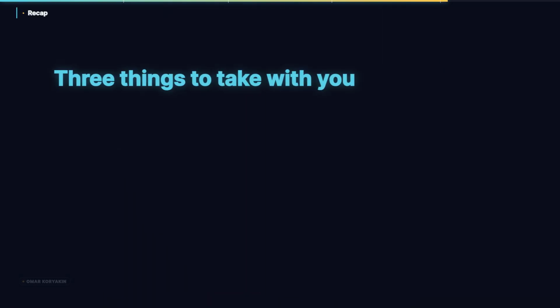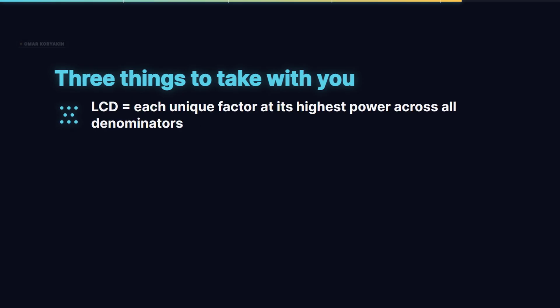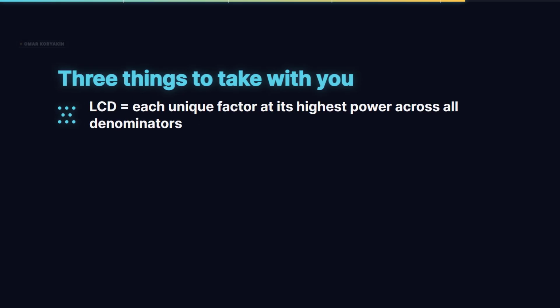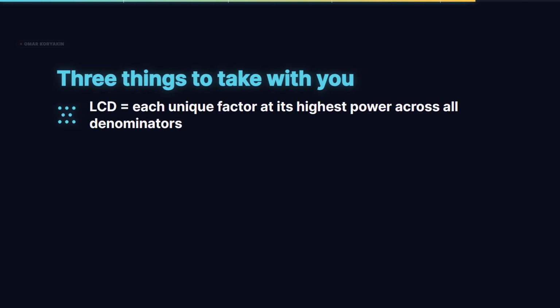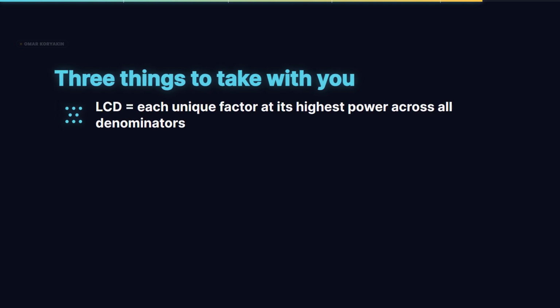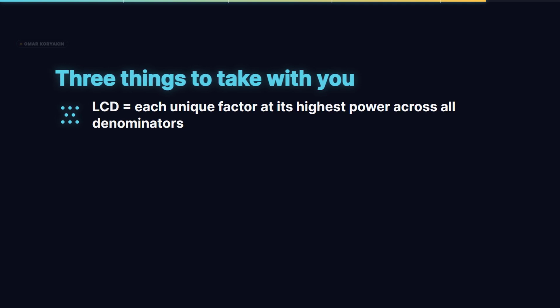3 takeaways for adding and subtracting rational expressions. They map directly from numerical fractions to algebraic ones. Build the LCD by listing every unique factor that appears in any denominator, then taking each at its highest power. Shared factors only appear once. Unique factors appear with their full multiplicity. The result is the smallest denominator that every original denominator divides into.